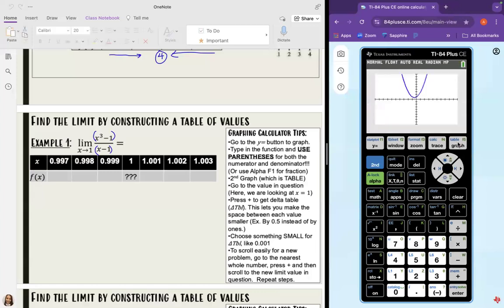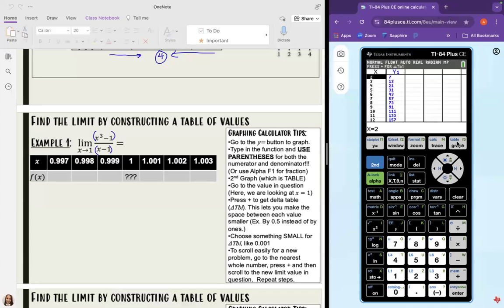We're really not concerned about the graph. We're going to check out the table. We're wondering, as x approaches 1, what is the limit of the function? Do you guys remember how to find the table? Do you see the table right above graph? It's second graph, which is your table.